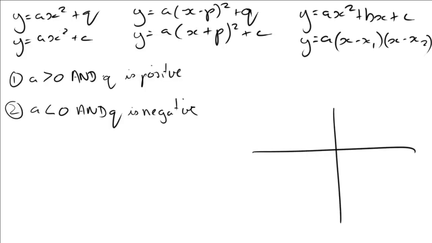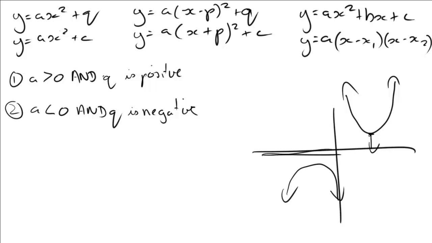Now, what happens if we combine the A variable and the Q variable? As you can see, in point number 1, if A is positive, so it's a happy face, and Q is positive, then the graph will not have an x-intercept. In other words, if A is positive and Q is positive, it will never touch the x-axis. The opposite is also true. If A is less than 0 and Q is negative, you're going to have exactly the same scenario, but with an unhappy face, and it will never touch the x-axis.